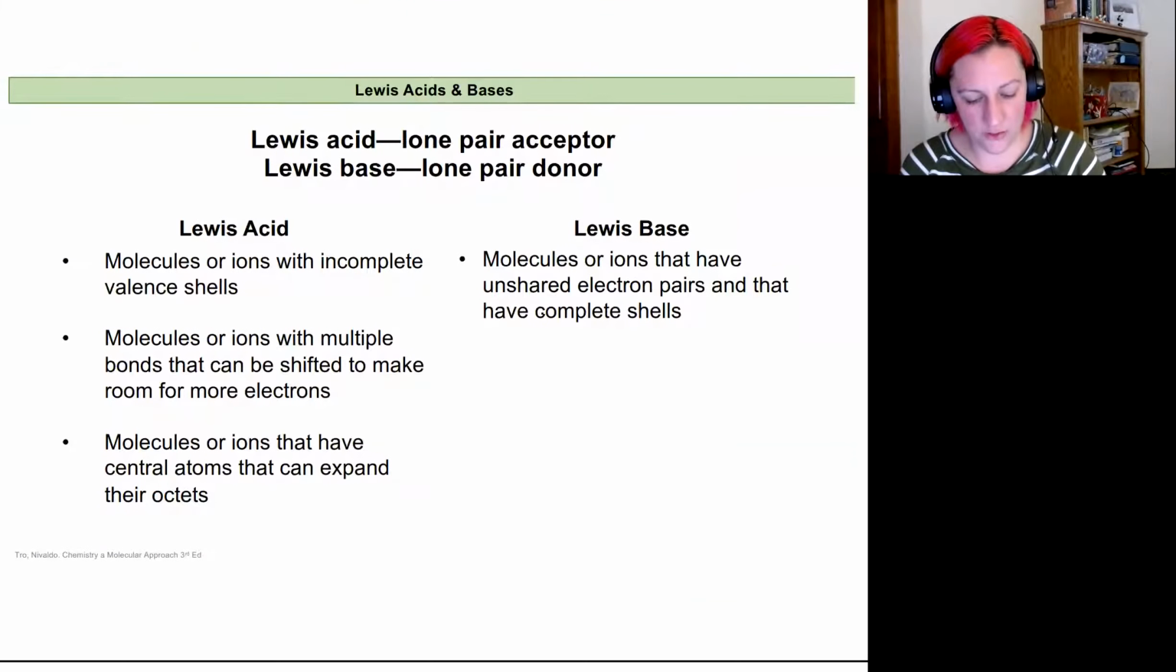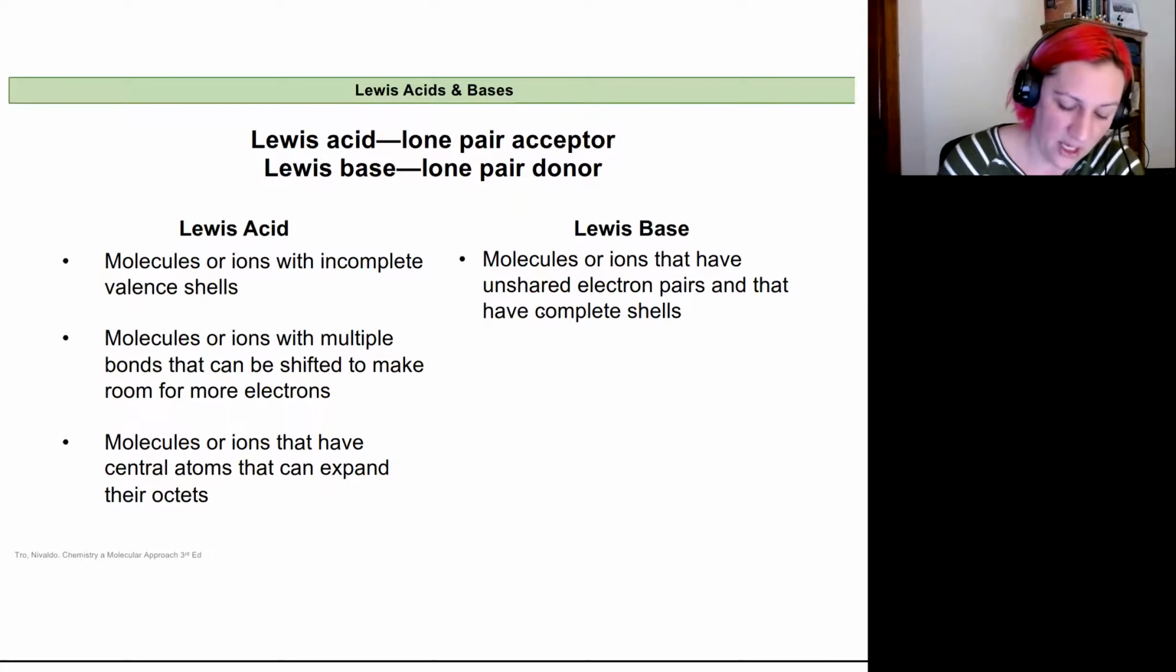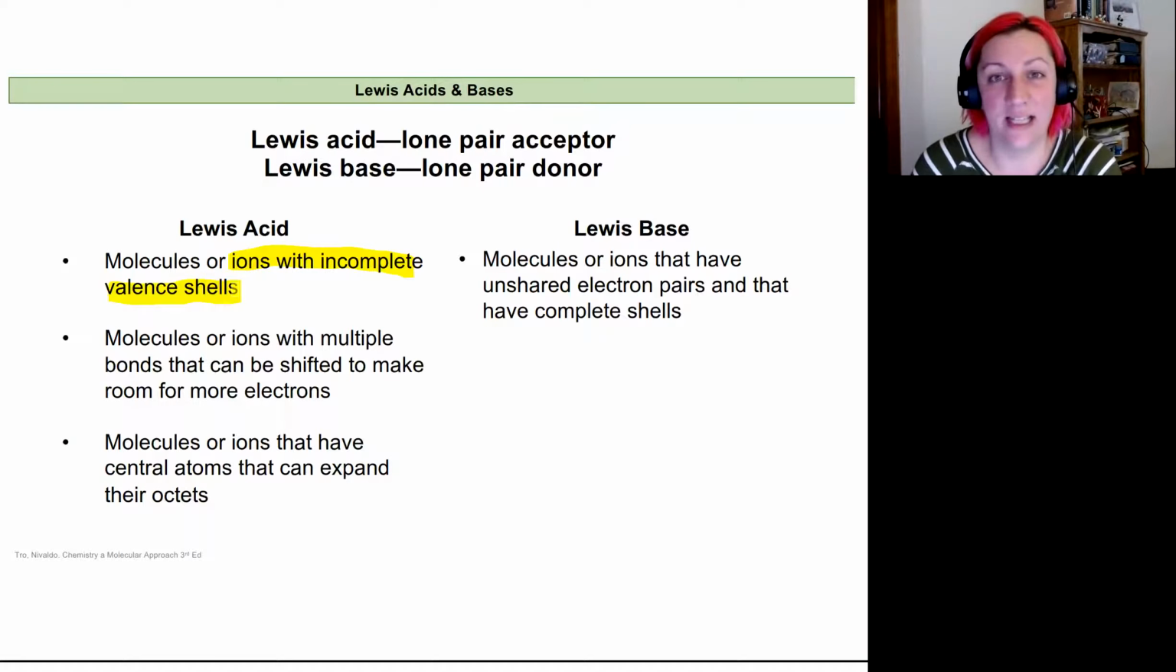So just comparing these a little bit more, where do we see these Lewis acids versus bases? Lewis acids are going to tend to be molecules that are positive ions or have incomplete valence shells. So H plus is a great example of something that doesn't have a complete valence shell. It's got no electrons in it, and it's a positive ion.